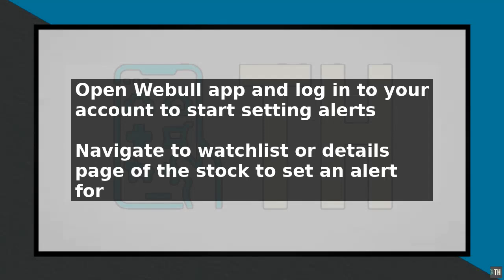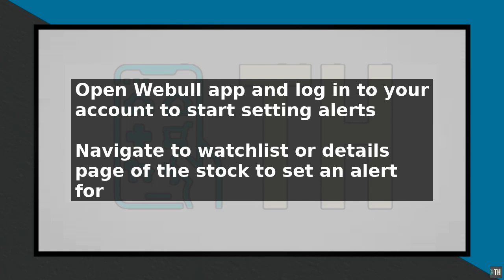Setting alerts on Webull is a useful feature that helps you stay on top of market movements and make informed investment decisions. To get started, open the Webull app and log into your account. Navigate to the watch list or details page of the stock you want to set an alert for. Click on the bell icon, which is usually located at the top right corner of the screen.